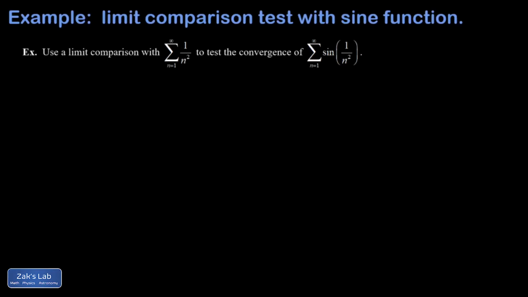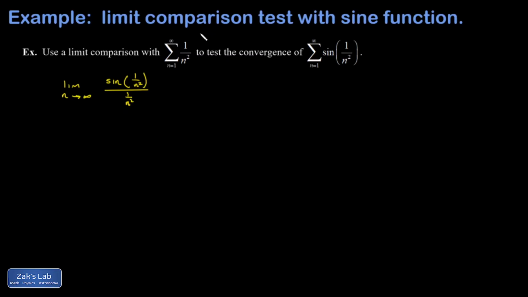In this problem, we're using a limit comparison to look at the sine of 1 over n squared. And I'm using a limit comparison with 1 over n squared, and you'll see why in just a moment. So recall that the limit comparison test is that we take a ratio of the terms of the two series, and if the limit of that ratio turns out to be a finite number, then the convergence behavior of both series must be the same.